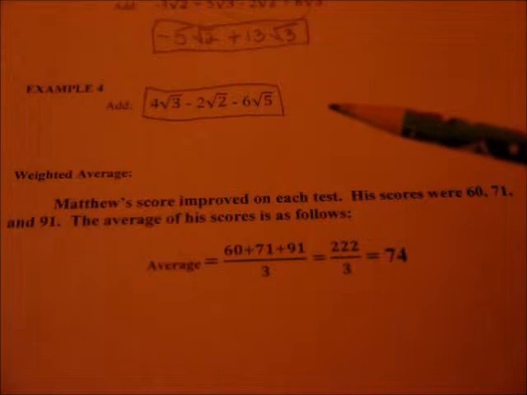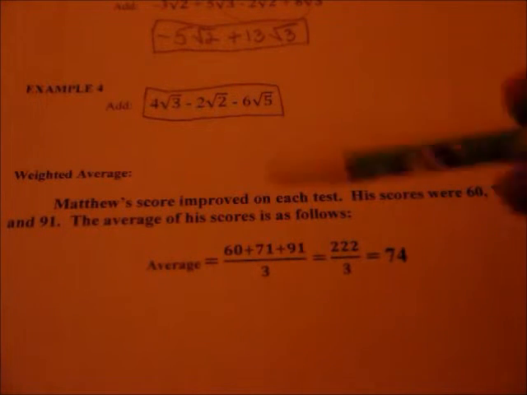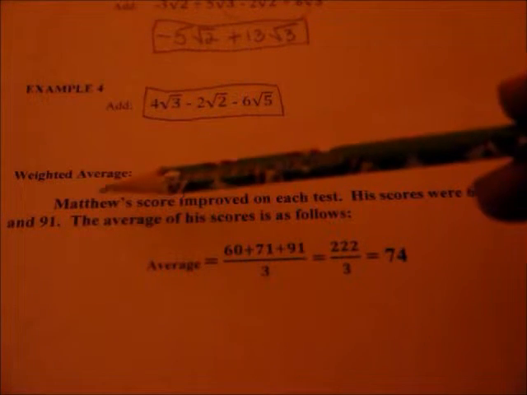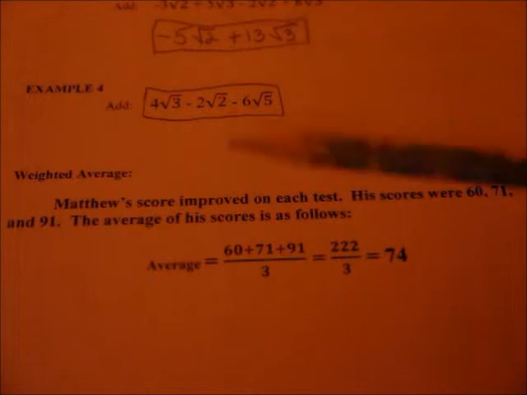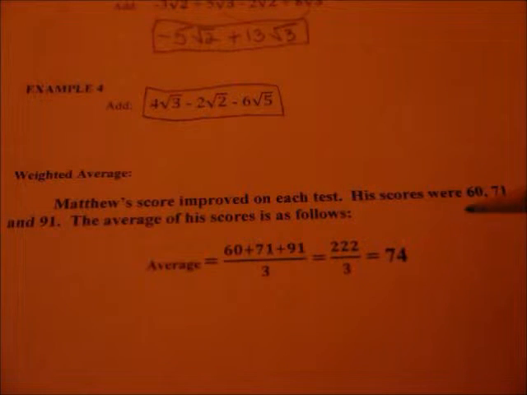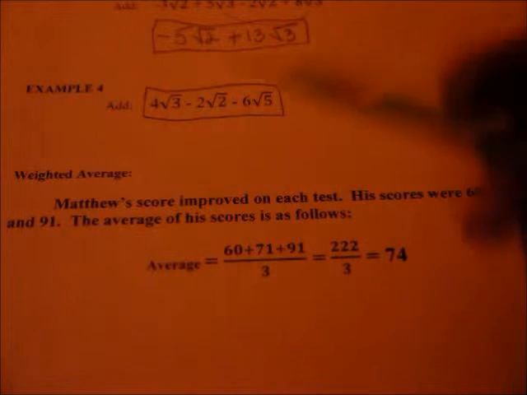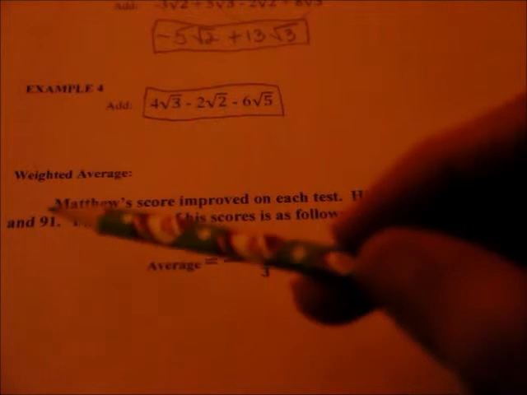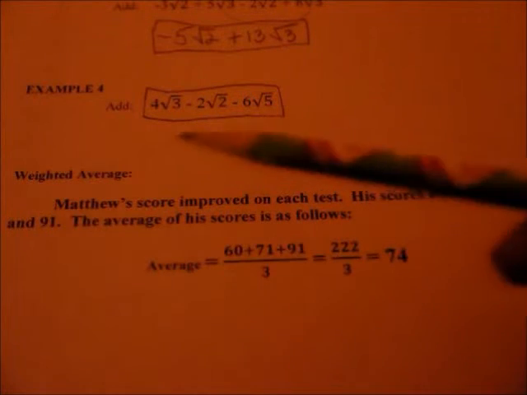Okay, so we've got an example here. We've got Matthew. His score improved on each test. Good job, Matthew. We like improvement. It looks like he started out with a 60, and we're going to assume these are percents. So he had a 60, a 71, and a 91. All right, good job by the end. That looks like that would be in the A range.